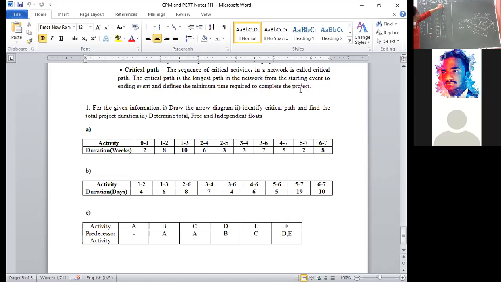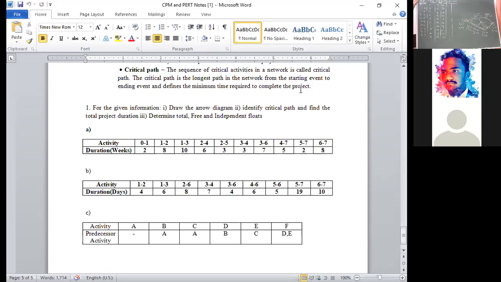Otherwise, again I am repeating, earliest to finish time is equal to earliest start time plus the time duration taken by that particular activity. That's why these two you have to add. 0 plus 2, 2. 2 plus 8, 10. 2 plus 10, 12. Like that you have to compute. Any way you can compute, you will get the same answer. If you are not getting it, that means you made a mistake.